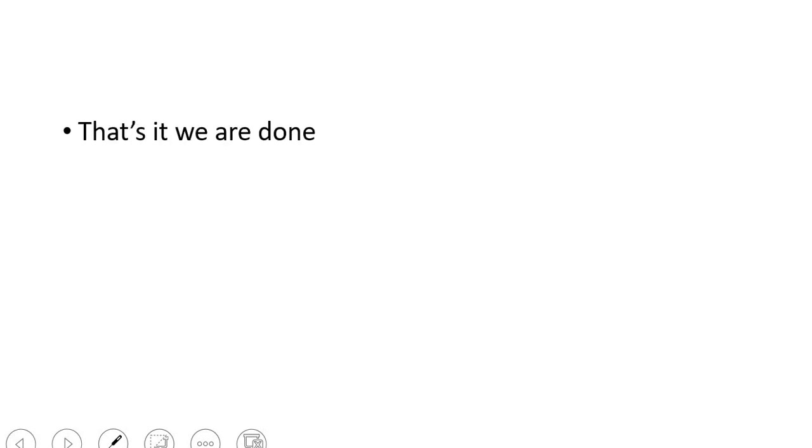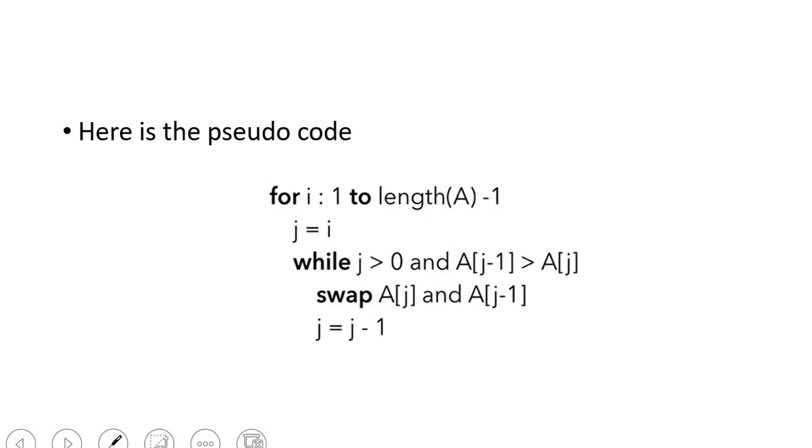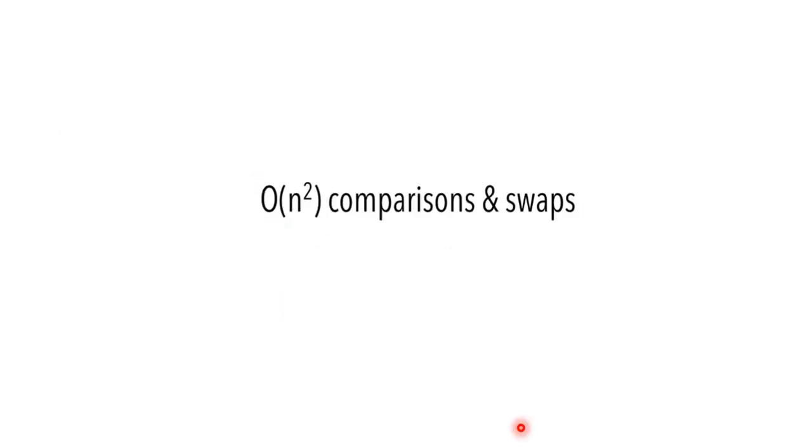So that's it, we are done. Insertion sort is one of the most straightforward sorting algorithms, and you can see that it did the work very nicely. Here is the pseudocode for the insertion sort. You can see that we have a for loop and a while loop, and that's it.